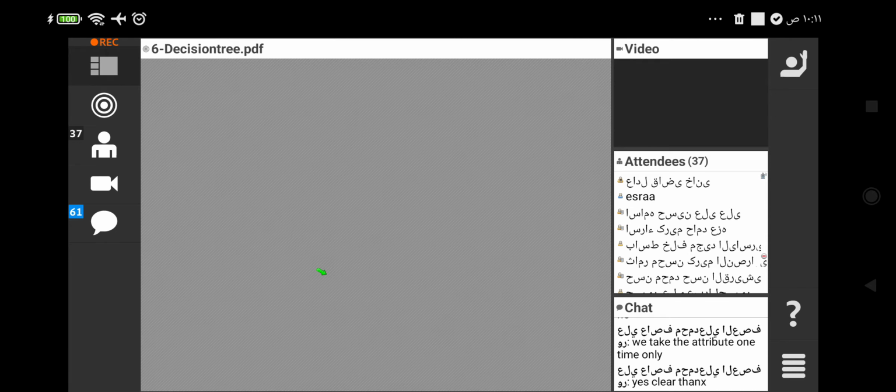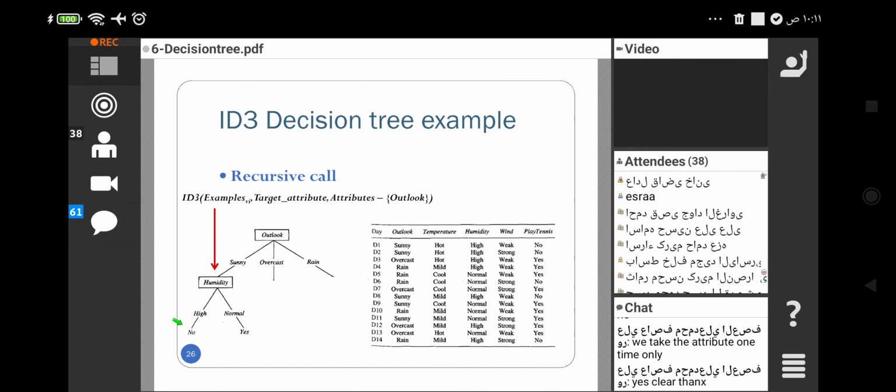So what do we do? We put a leaf node here and we finish the tree at this point. Here we put no. This no is a class of our data. Our data has two classes, yes and no, positive and negative. So we put a no here and we don't grow the tree at this point. We stop the tree here. Do you understand this?